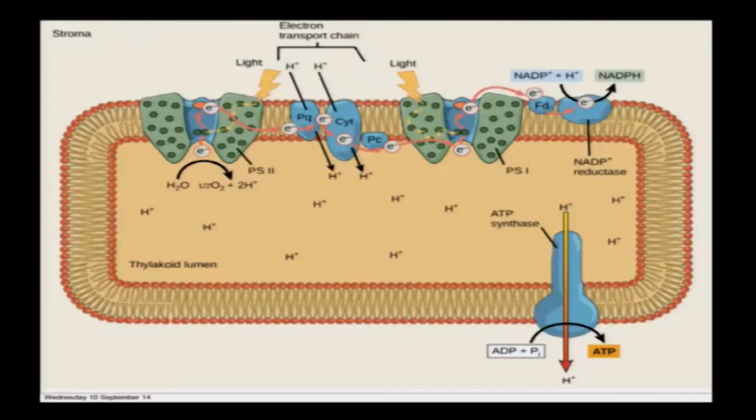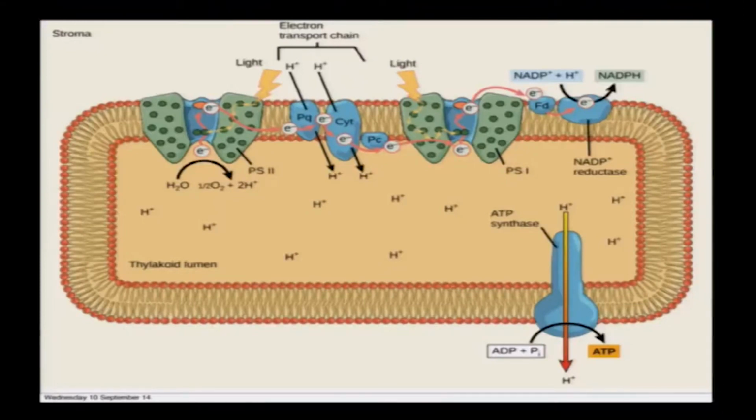Okay. So, you see that ATP synthetase on the right hand bottom corner, just underneath NADPH reductase. So, this is how this whole electron transport leads to the production of energy rich molecules, and so on and so forth.